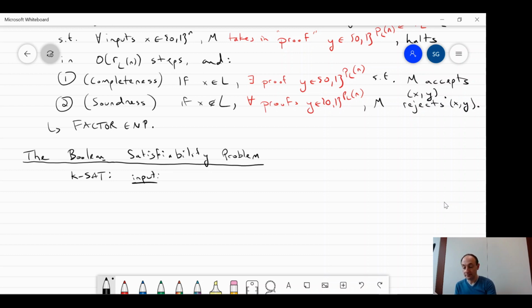Okay, so let's write down the input. The input is going to be a Boolean formula.